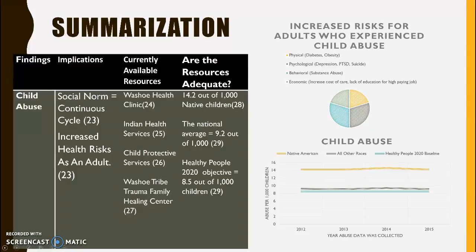And then right above that, the pie graph is just further breaking down exactly how child abuse affects them in multiple areas: physical health, diabetes, obesity, physiological, increased depression, PTSD, suicide rates, the behavioral issues, substance abuse, and then economic issues. There's an increased cost of care not only for the community, but for the victim, and then lack of education as a result of the cost, and low chance of getting a high-paying job.